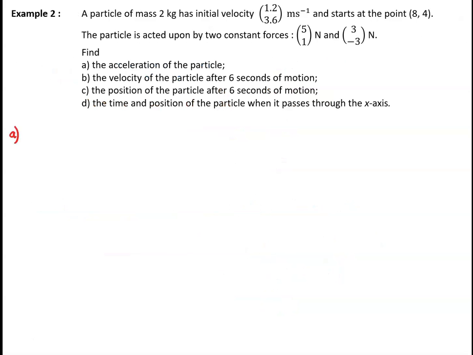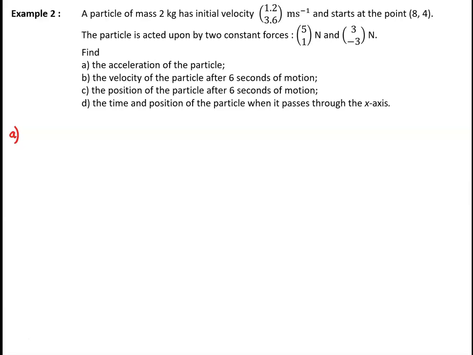For our second example, we've got a particle of mass 2 kilograms, which has initial velocity (1.2, 3.6) meters per second, and starts at the point (8, 4). The particle is acted upon by two constant forces, which are (5, 1) and (3, -3). And the first thing we've got to do is find the acceleration of the particle.